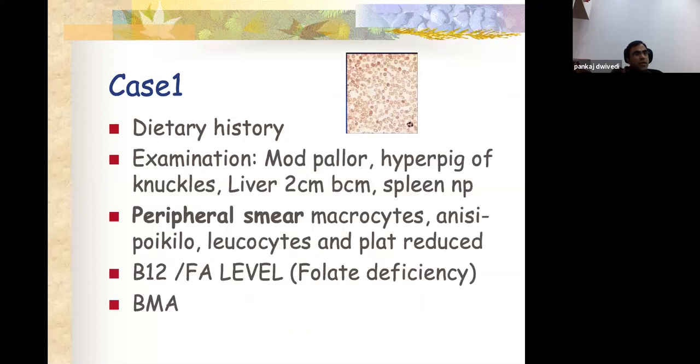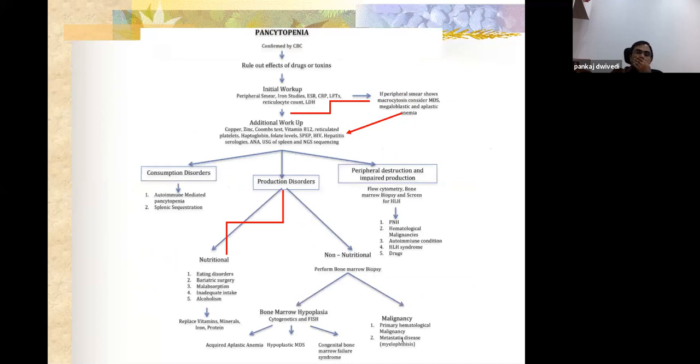You have ordered them. So there is a dietary history. You have to take the dietary history. Examination: moderate pallor, hyperpigmentation of knuckles, liver 2 cm below costal margin, spleen not palpable, peripheral smear shows macrocytosis, and leukocytes and platelets are reduced. B12 and folate levels you have sent, folate deficiency was found, and so you have corrected the folic acid. Now the child is okay. Now come to our previous flow chart. So apply all this to this flow. You have confirmed this pancytopenia by CBC.